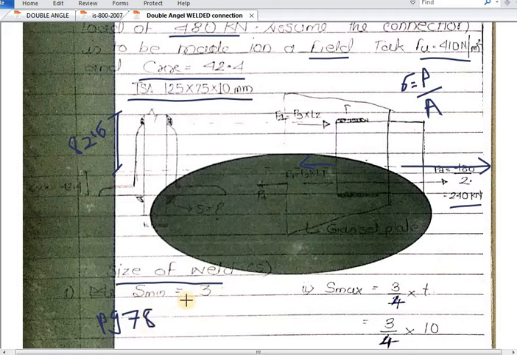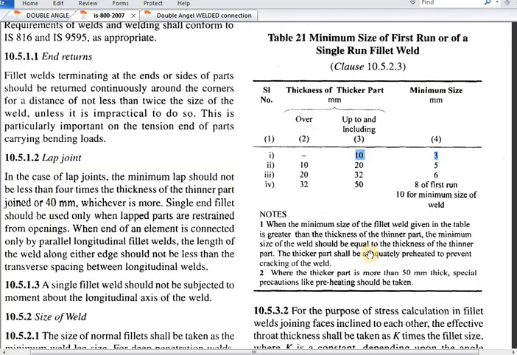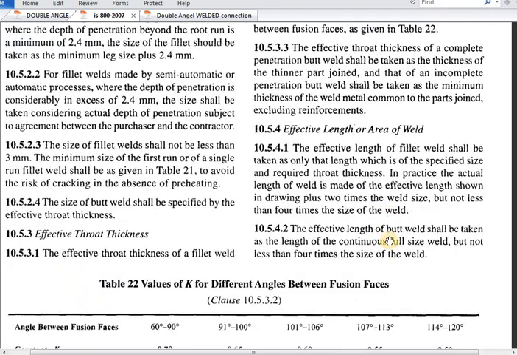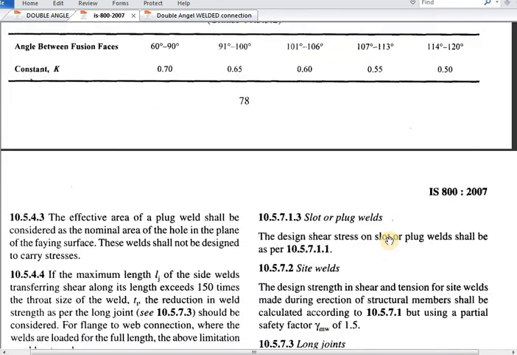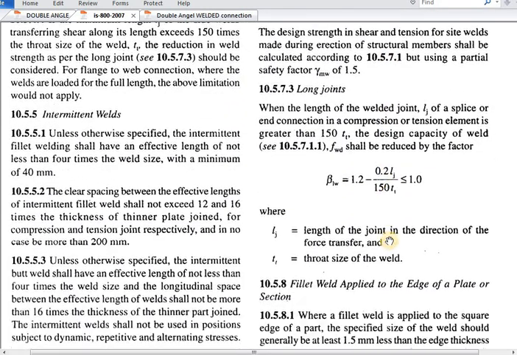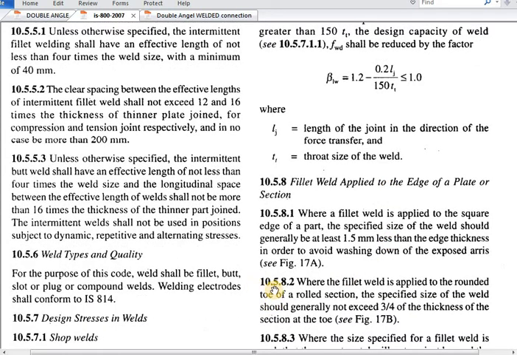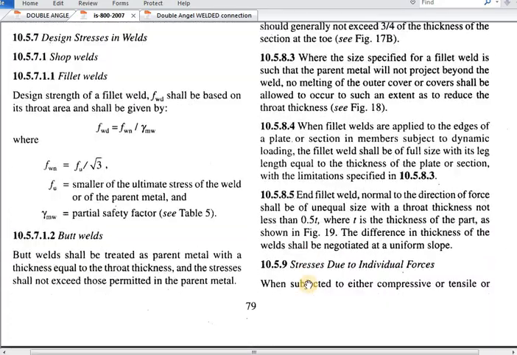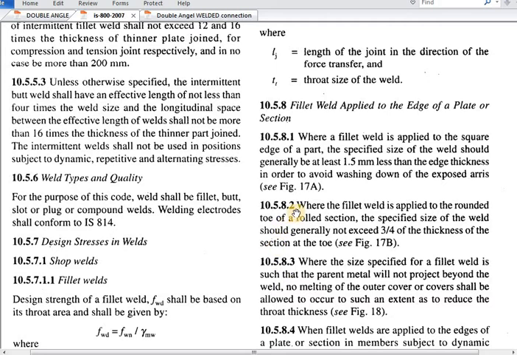So this S minimum is 3 mm. What about the maximum? Again, the maximum clause has been given in IS 800 2007. It is clause 10.5.8.2 on page number 79. This clause is important for the maximum size of fillet weld.